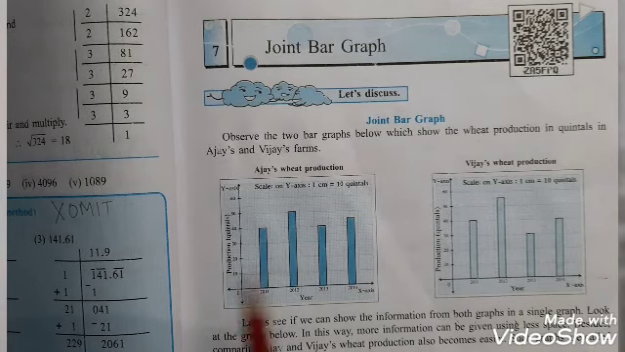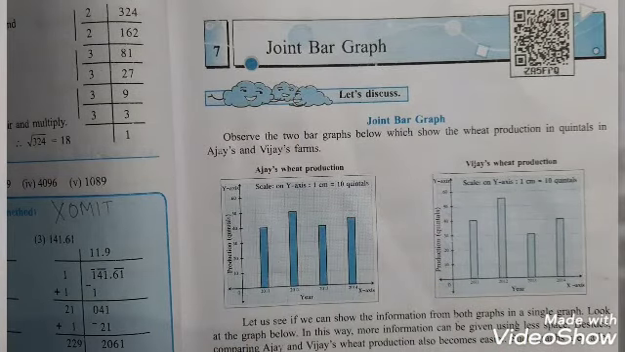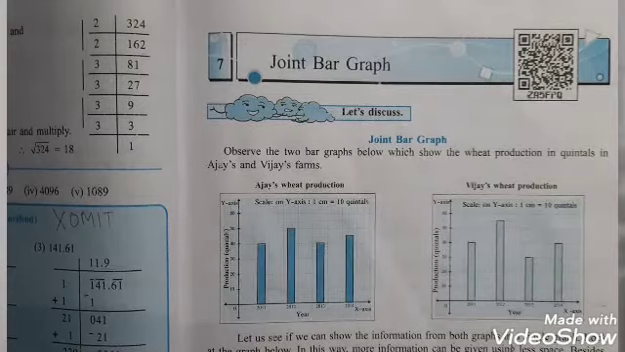Today we shall start with a new chapter, chapter 7, joint bar graph. Now, we have already studied bar graph in 6th standard. Let's study further.